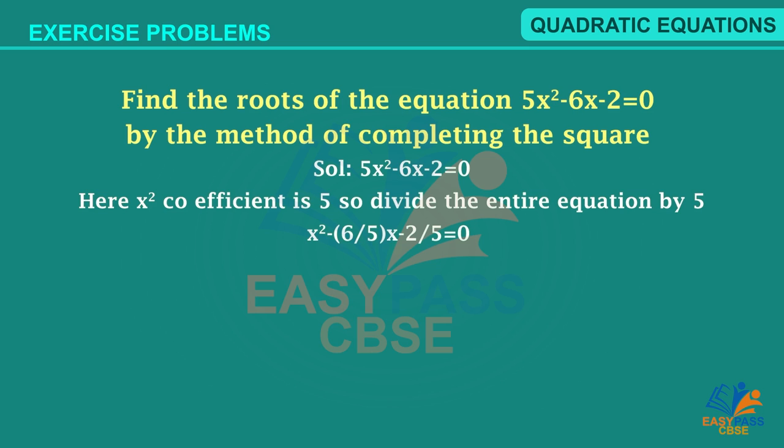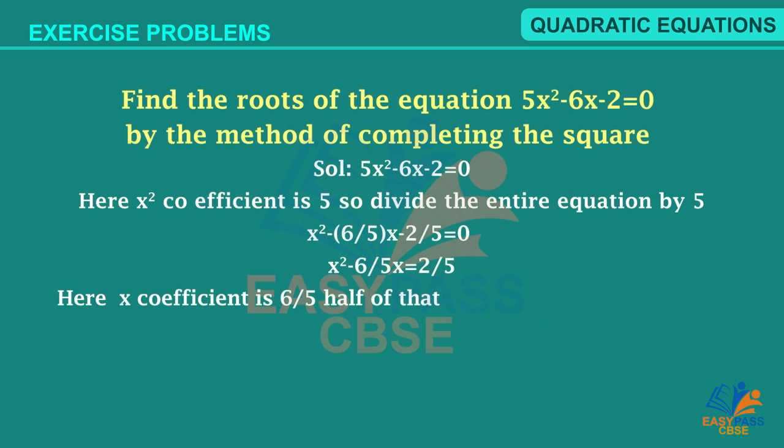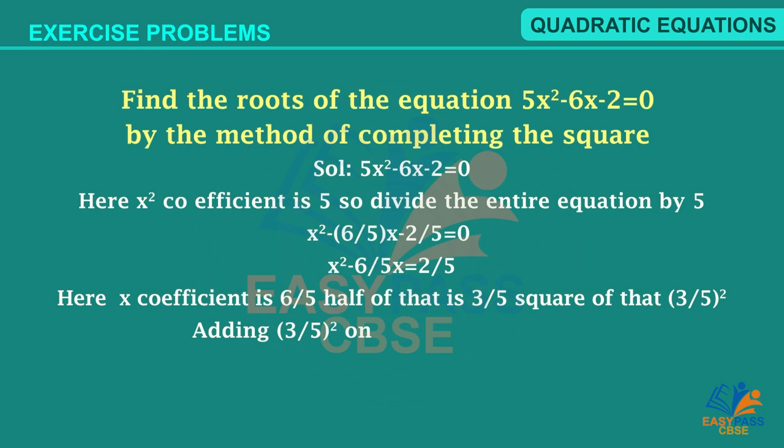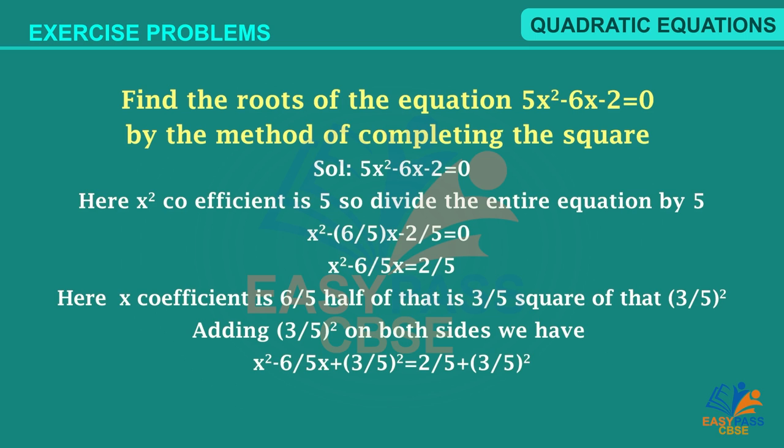Take 2 by 5 that side. So you have x square minus 6 by 5 x is equal to 2 by 5. Here x coefficient is 6 by 5. Half of that is 3 by 5. Square of that, 3 by 5 whole square. So adding 3 by 5 whole square on both sides, we have x square minus 6 by 5 x plus 3 by 5 whole square is equal to 2 by 5 plus 3 by 5 whole square.